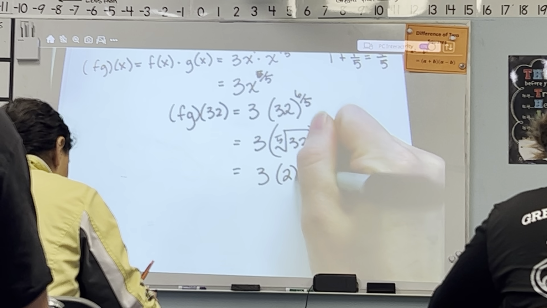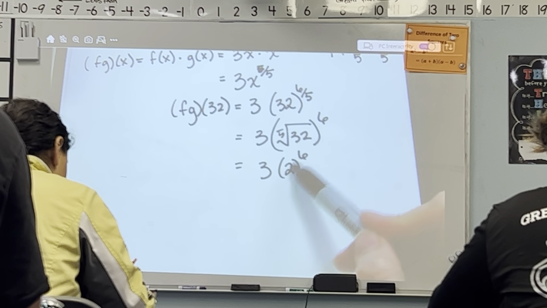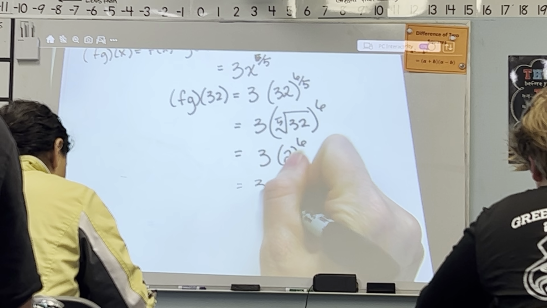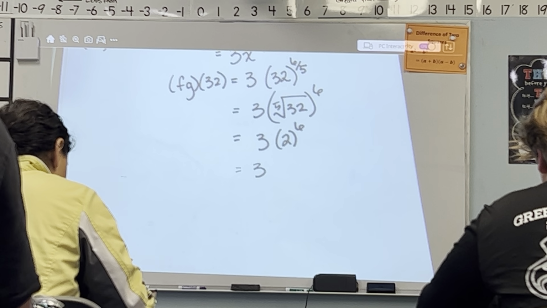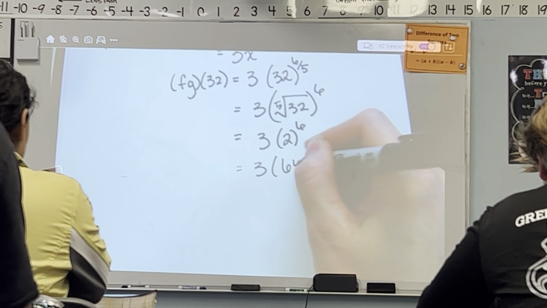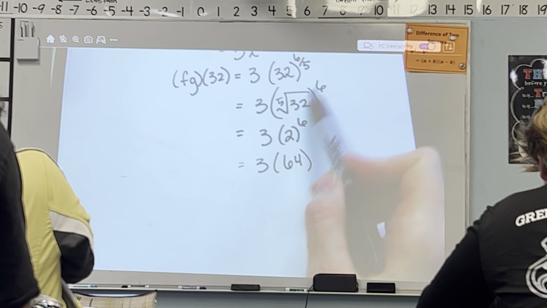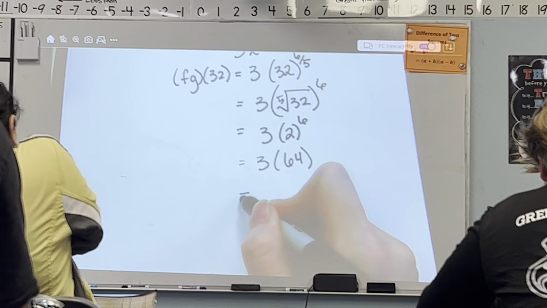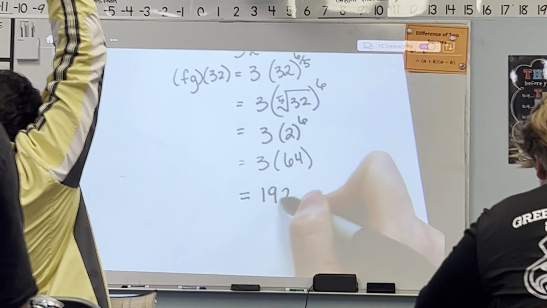And then what's 2 to the 6th? Do we do exponents first? It's 64. So this is 3 times 64. Remember, multiply last, do your exponents first, and then multiply. 192.